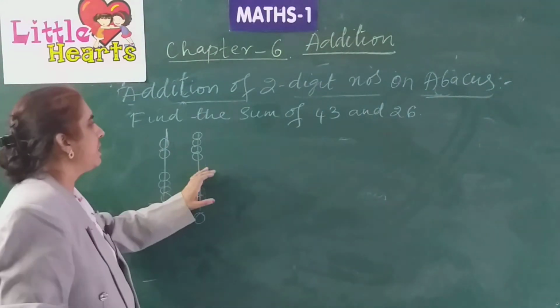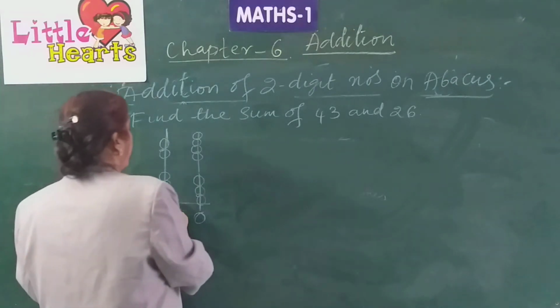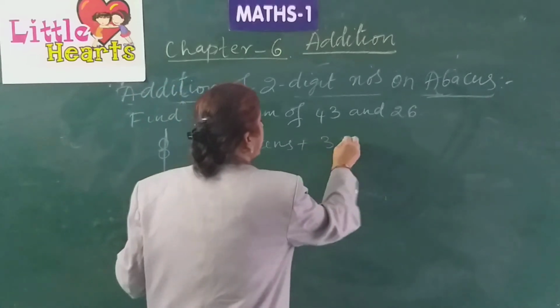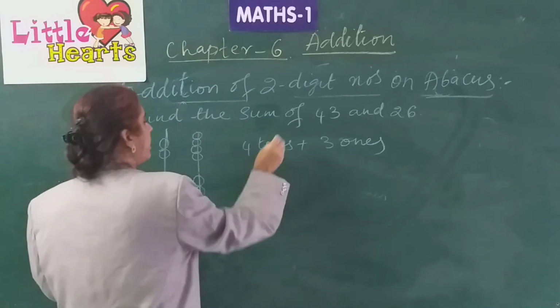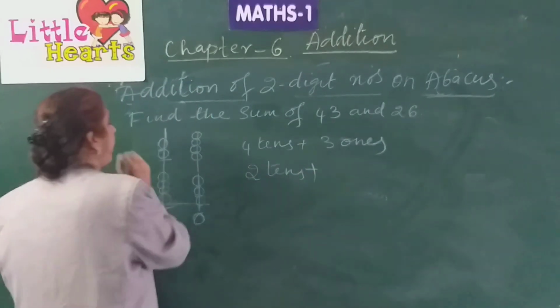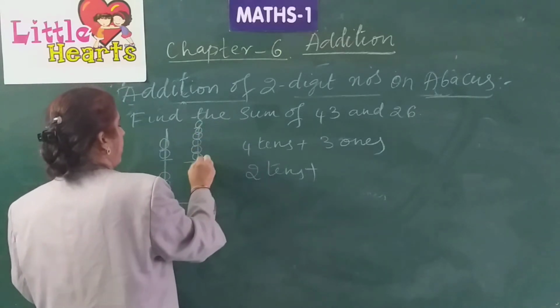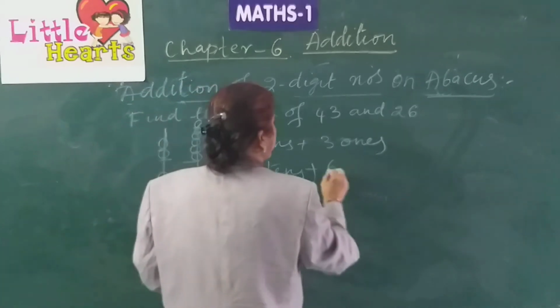This is an abacus and we have to write how many tens are there here. 4 tens plus 3 ones here, 43. And the next one is 2 tens. This is 2 tens and 6 ones.